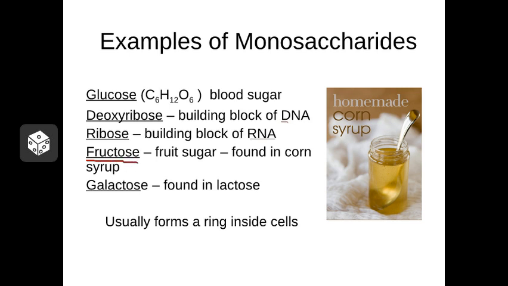Fructose is a close chemical cousin of glucose. It is known as fruit sugar. It is produced by plants. You also find it in high fructose corn syrup that we find in all of those great processed foods.